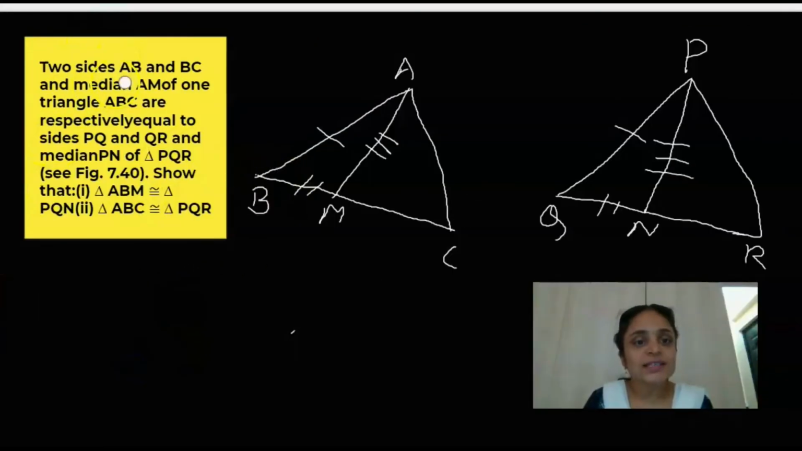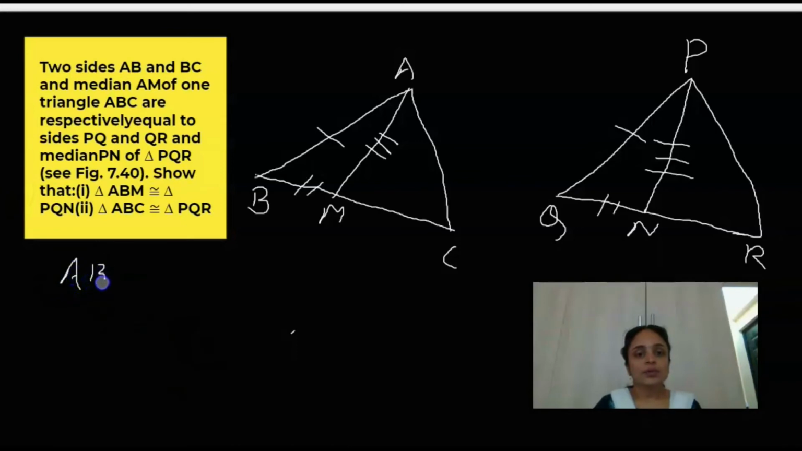Okay. Next question: two sides AB and BC and median AM of one triangle ABC are respectively equal to two sides PQ and QR and median PN of triangle PQR. Show that triangle ABM is congruent to triangle PQN, and then triangle ABC, this full triangle, is congruent to triangle PQR. So we are given that AB is equal to PQ and AM is equal to PN.